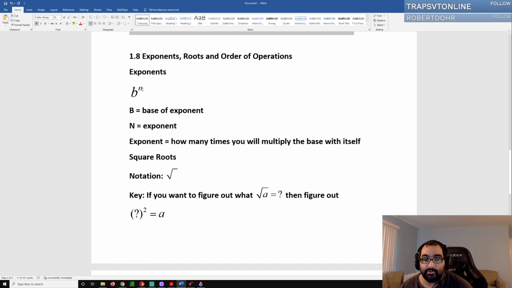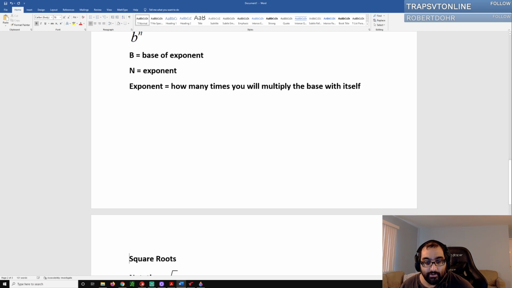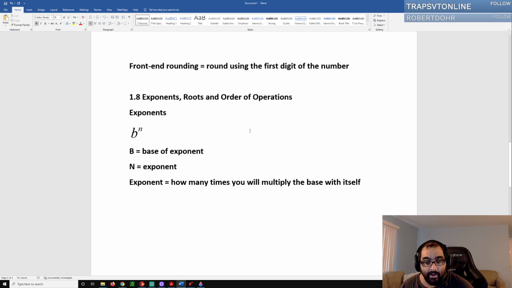An exponent generically looks something like this: b to the n power, where b and n are some numbers. b is the base of the exponent, and n is the exponent itself. Now, what does an exponent mean? An exponent means basically how many times you will multiply the base with itself. So, what exactly does that mean? Well, let's take a look.